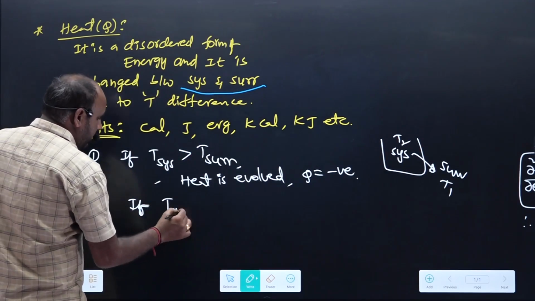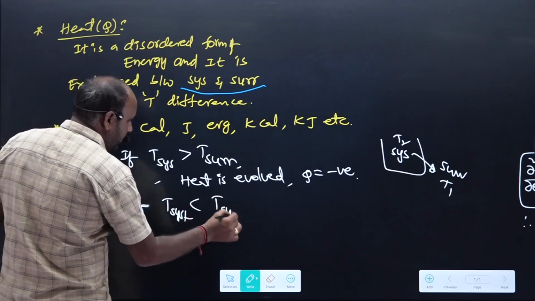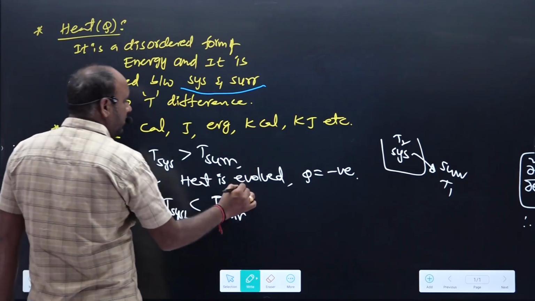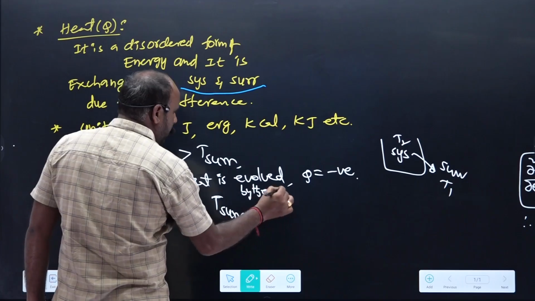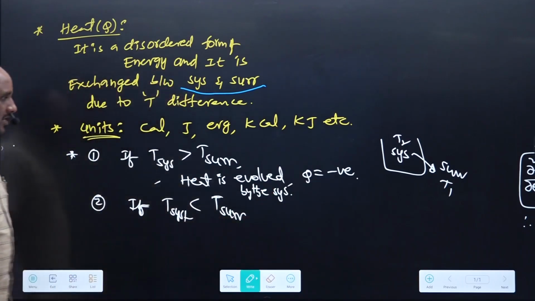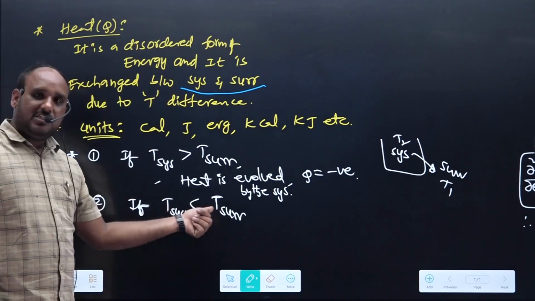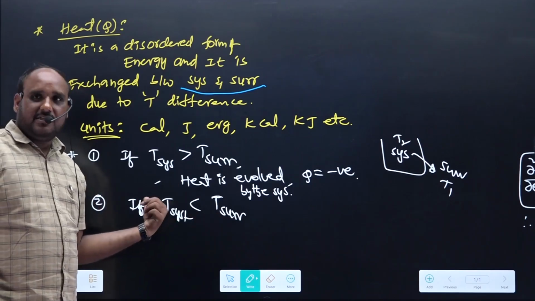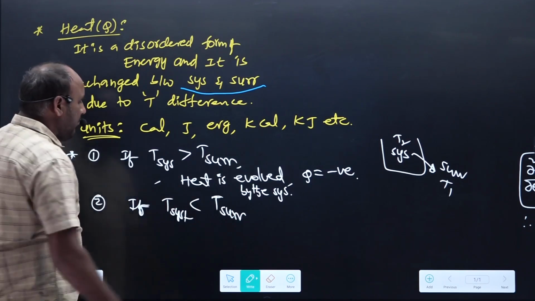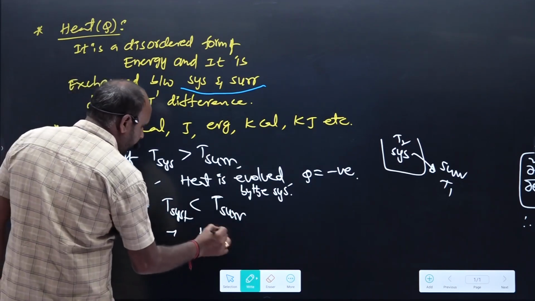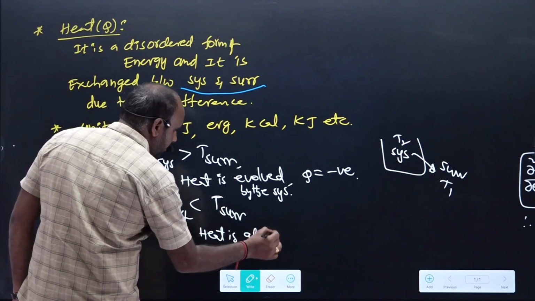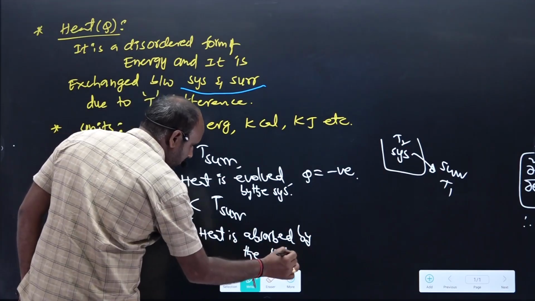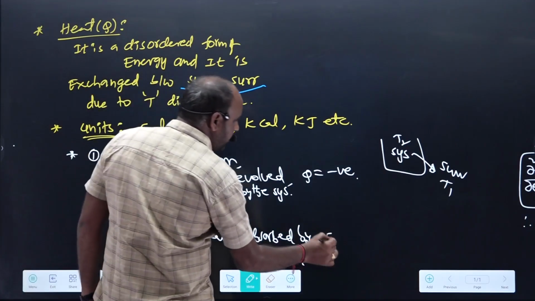If the system temperature is less than the surroundings temperature, here you have to mention heat is evolved by the system, therefore Q is negative. Here the surroundings temperature will be more, therefore the system is gaining heat energy. In this case, heat is absorbed by the system. When heat is absorbed by the system, what about Q?